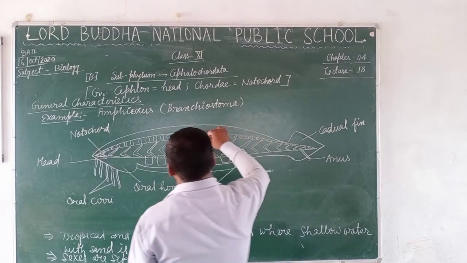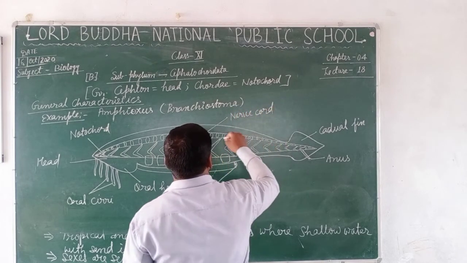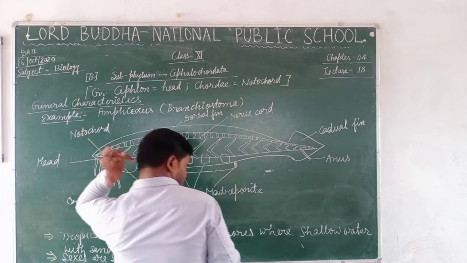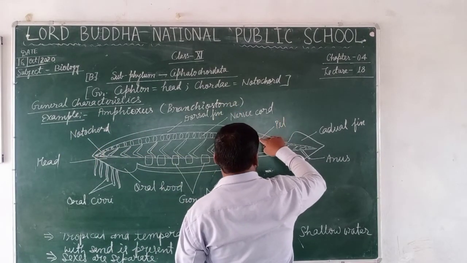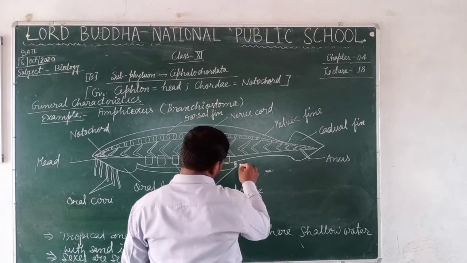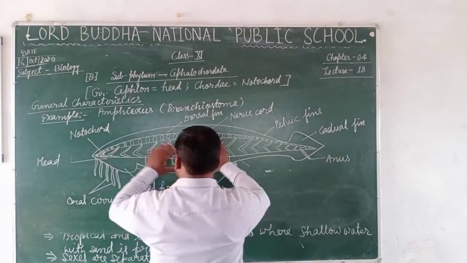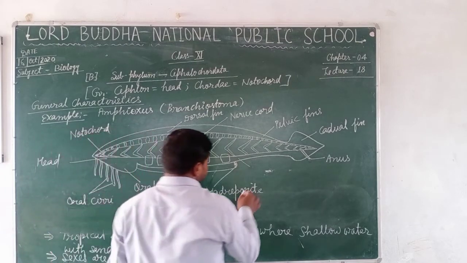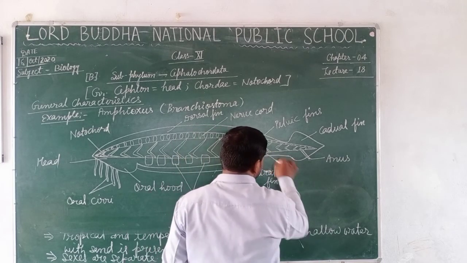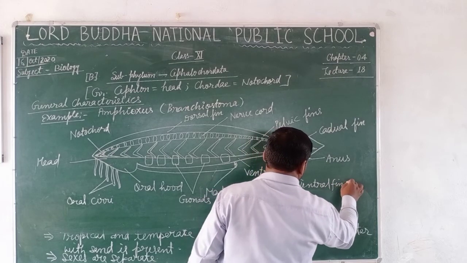And students, this is the region of presence of the nerve cord, dorsal fin, the pelvic fins, region of presence of pelvic fins. Because this is a fossil, no more detail is to be shown here. It is just a skeleton of the Branchiostoma or Amphioxus. This is the ventral fin, and this is the presence of the ventral fin ring.